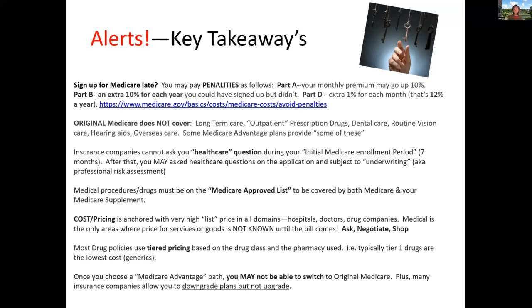Last but not least, once you choose a Medicare Advantage plan or any plan for that, this may be the last path for you. You may not be able to upgrade. So you may be able to downgrade your plans. Everyone I've talked to, that seems to be okay. All these companies let you downgrade your plans. But to switch back and forth between a Medicare Advantage and an original Medicare, it may not be as easy as it sounds. I'm getting mixed messages on that. So be aware you may not be able to downgrade or upgrade.